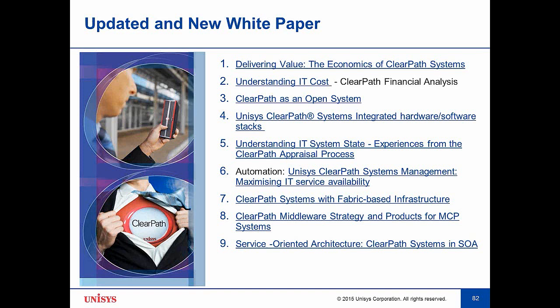And then you may know that we have the ClearPath Middleware Strategy and Products for MCP Systems. It's a very meaty white paper, and it has been fully updated. I think it also explains a little bit how you can use fabric, but it's gone through a very major update, so it's probably something you want to take a look at. And Service-Oriented Architecture, ClearPath Systems in SOA, very high level. All of these are available and hyperlinked.